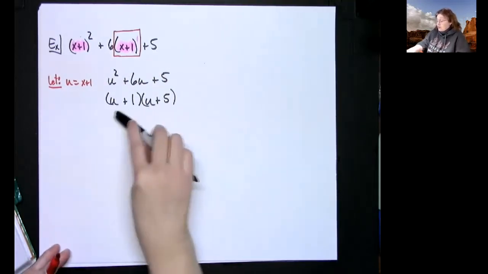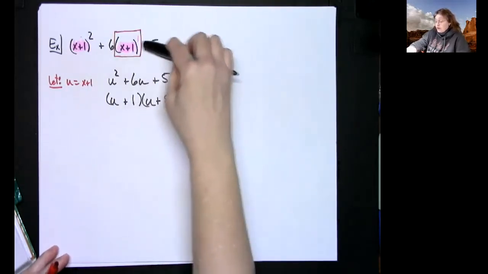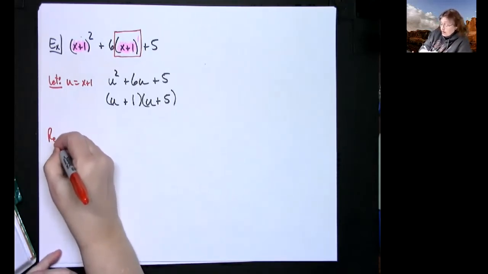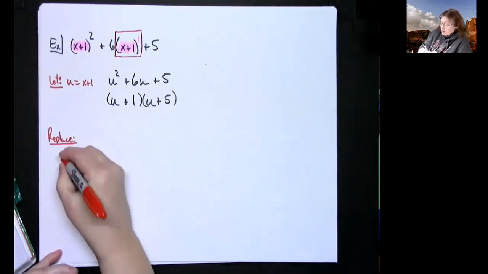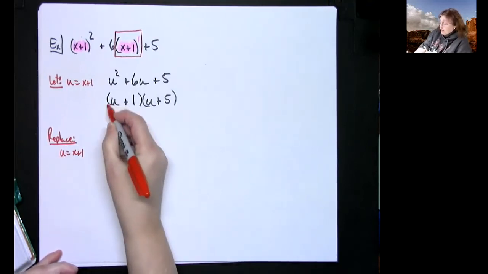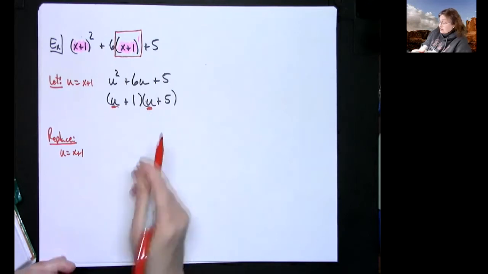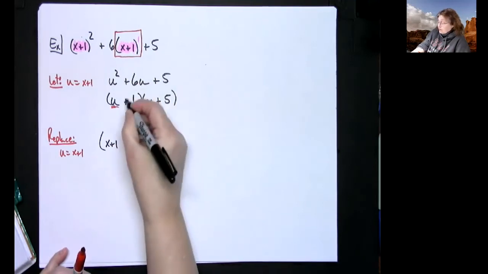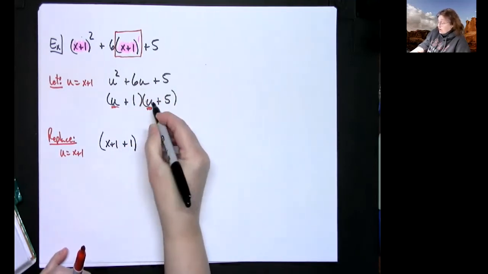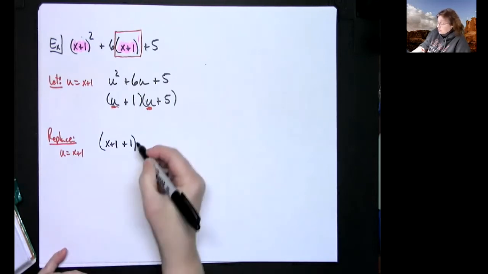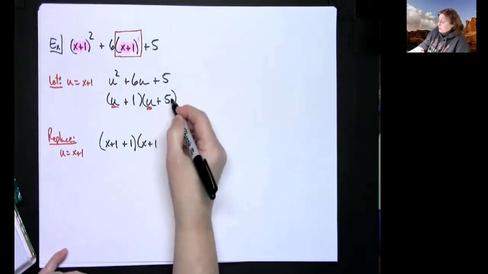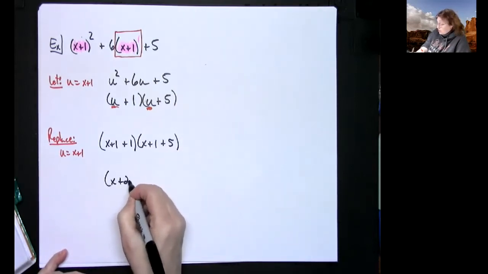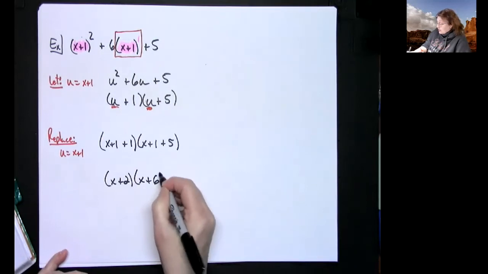Now, this is in terms of u, but my original equation was in terms of x. I need my answer in terms of x. So I'm going to replace my u with x plus 1. This is going to get replaced, and this is going to get replaced. I'm going to put in for that u, x plus 1, and then this plus 1 has to stay there. This u gets replaced with this x plus 1, and then I have to keep the plus 5. Which then makes this an x plus 2, and this one an x plus 6.